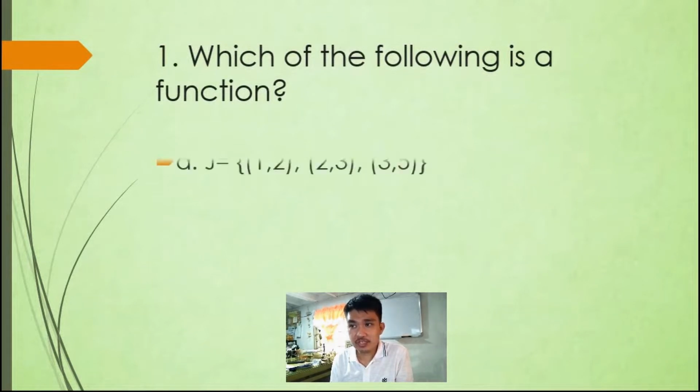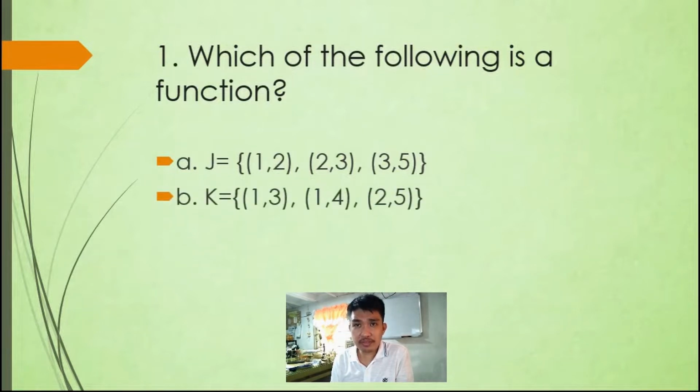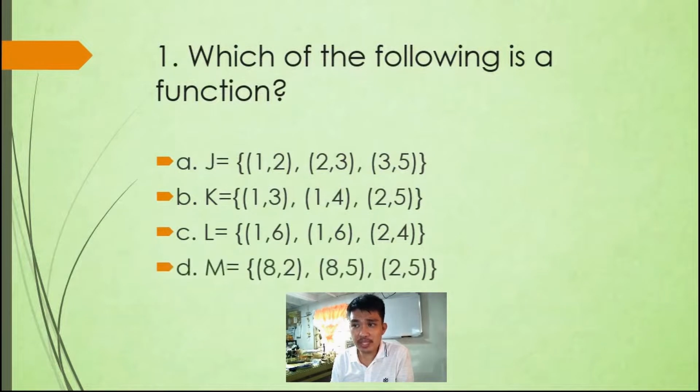Letter A. J is equal to {(1, 2), (2, 3), (3, 5)}. B. K is equal to {(1, 3), (1, 4), (2, 5)}. Letter C. L is equal to {(1, 6), (1, 6), (2, 4)}. Or letter D. M is equal to {(A2, 8), (5, 2), 5}. Now the answer is letter A.